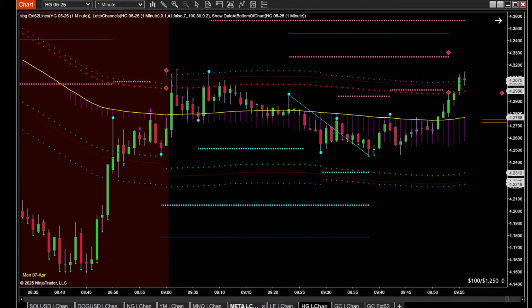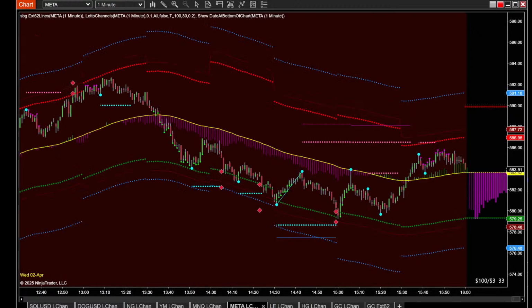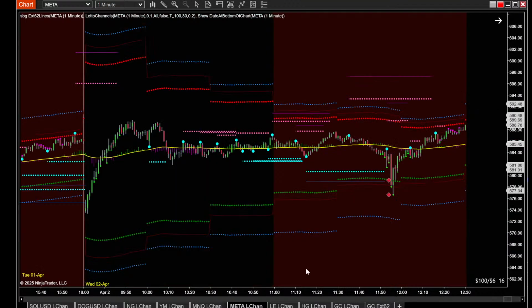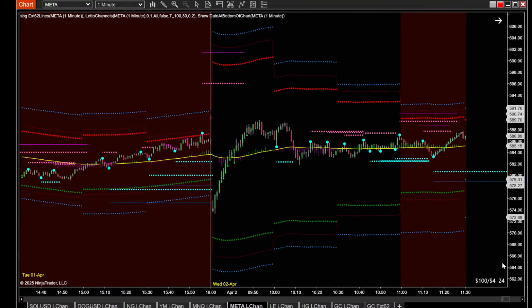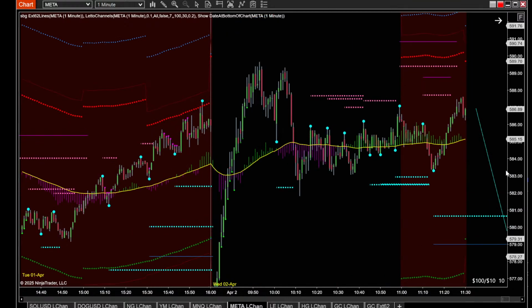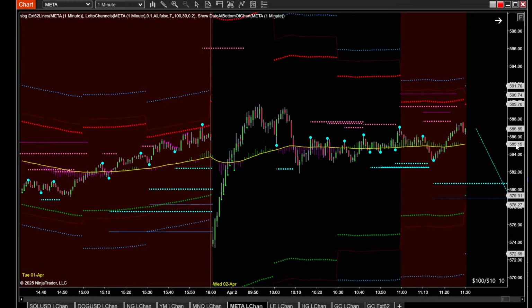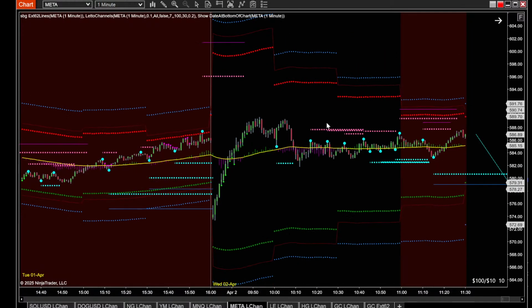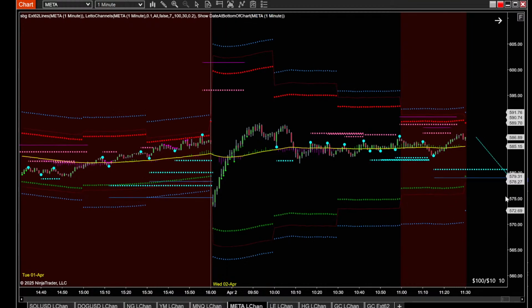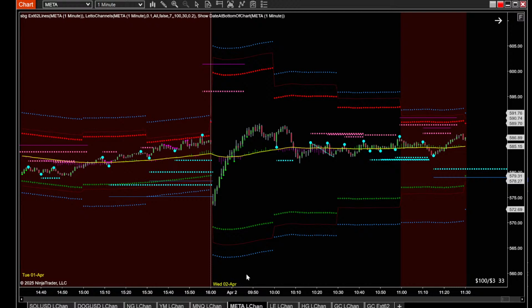Okay, now let's take a look. If you know any stock traders out there, we have got some really good trades occurring on stocks. Now with stocks in the morning, we're seeing a lot more volatility at the open. So the Leto Channels show that. Leto Channels is showing that the volatility is quite big at the open.